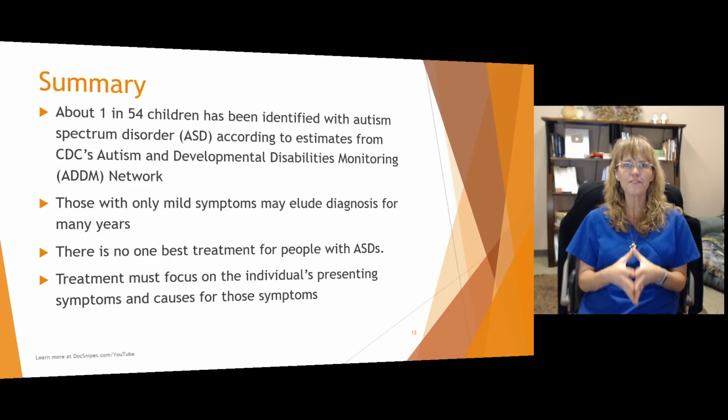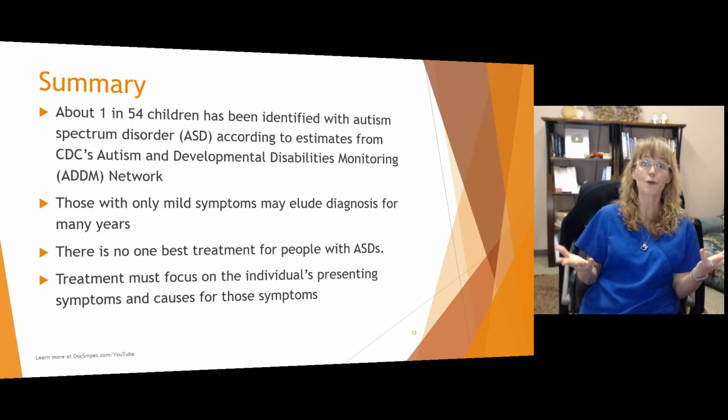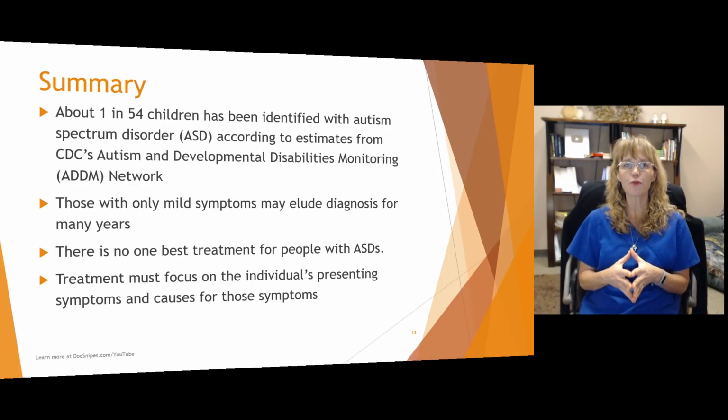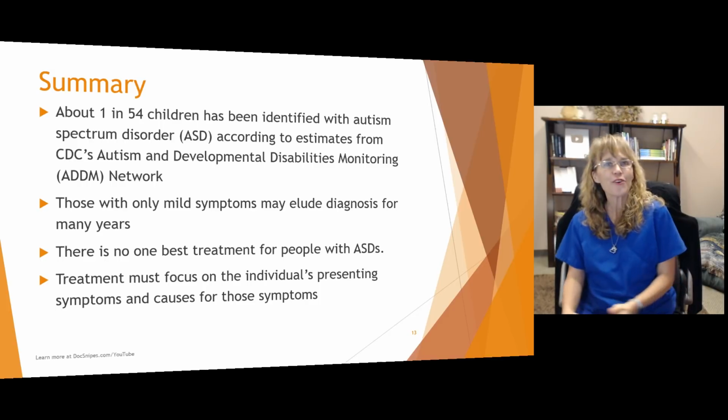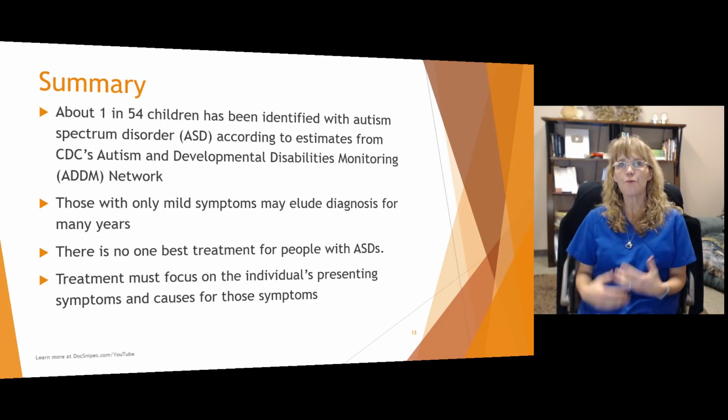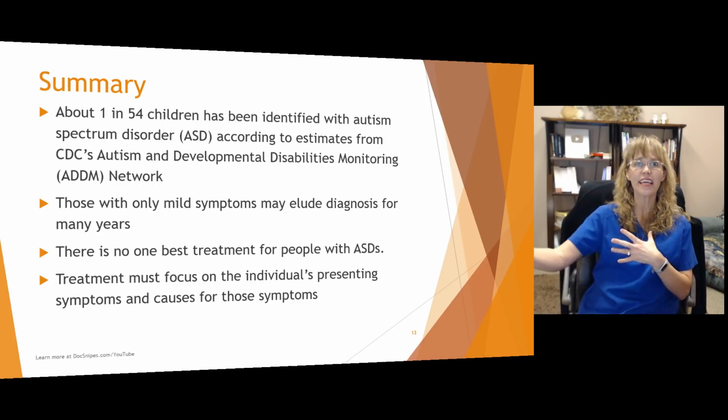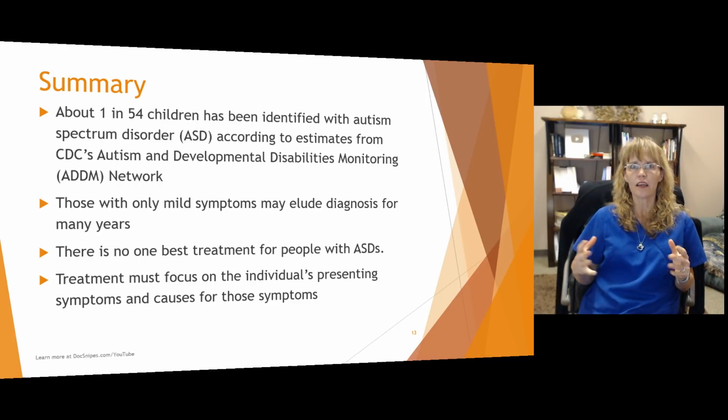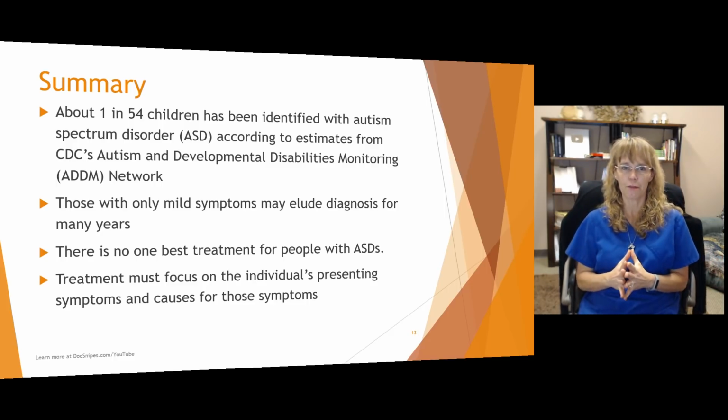About 1 in 54 children, let me say that again, 1 in 54 children, or about 2% of children have been identified with autism spectrum disorder, according to the estimates of the CDC's Autism and Developmental Disabilities Monitoring Network. Those with only mild symptoms may elude diagnosis for many years. So if they don't get a diagnosis till adulthood, it may come as a great relief to them when they finally understand why they interact differently or why they perceive things differently than other people.